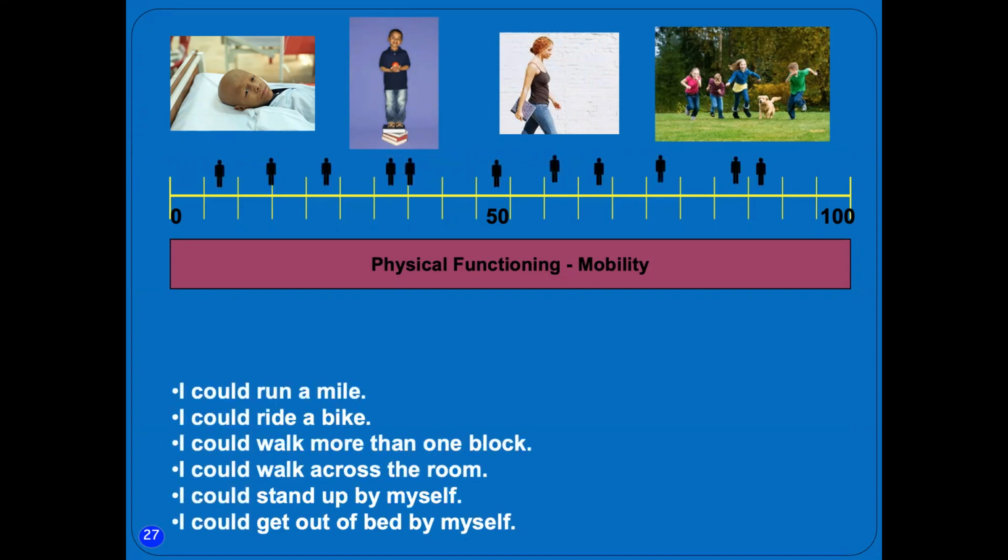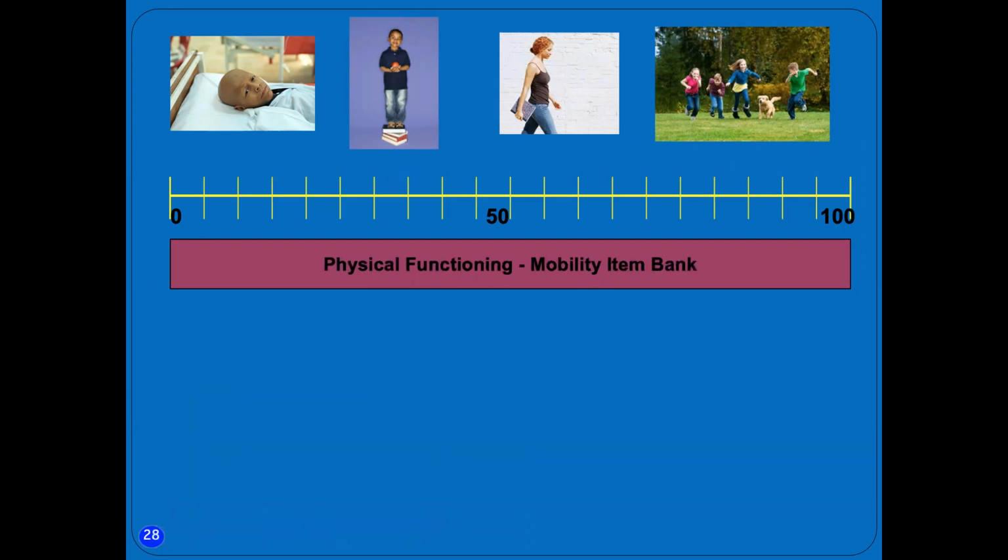And then you go out and create a set of items that measure mobility, running a mile, riding a bike, which is, by the way, a problematic item because not everybody has a bike, right? So you have to be careful when you create these items. Walking more than a block can be a problem for kids. That's another problematic item, right, for kids who live in the country. Walking across the room, standing up by myself, getting out of bed.